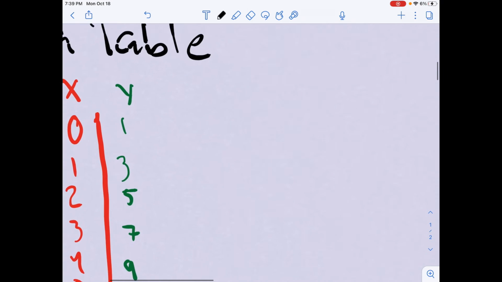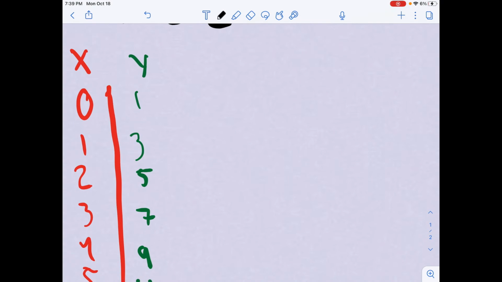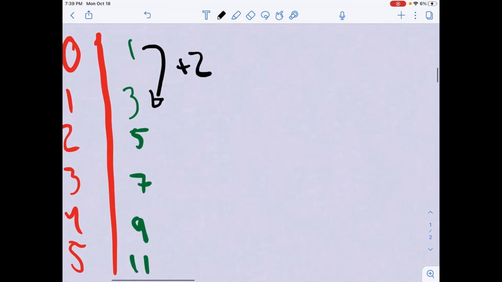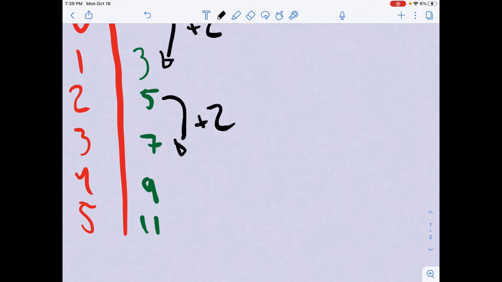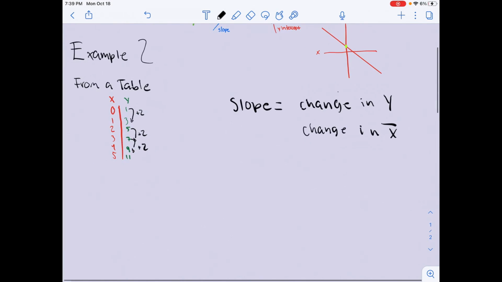So we're going to go over here. We're going to start off with the y. Our first point is a 1, and then it's a 3. If you're at 1 and you want to get to 3, you add 2. If you're at 5 and you want to get to 7, what are you going to do? You're going to add 2. Same for here. If you're at 7 and you want to get to 9, you're going to add 2. So clearly, our change in y is going to be 2.